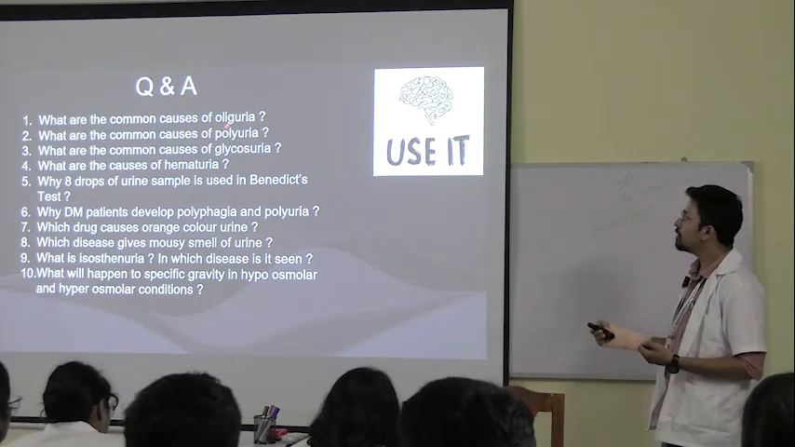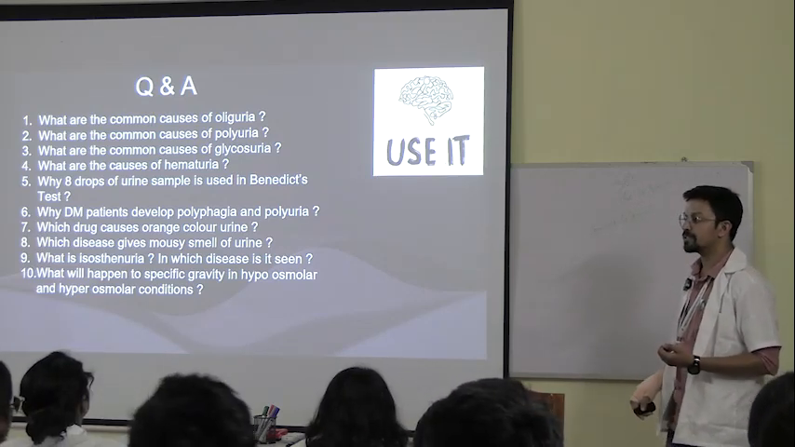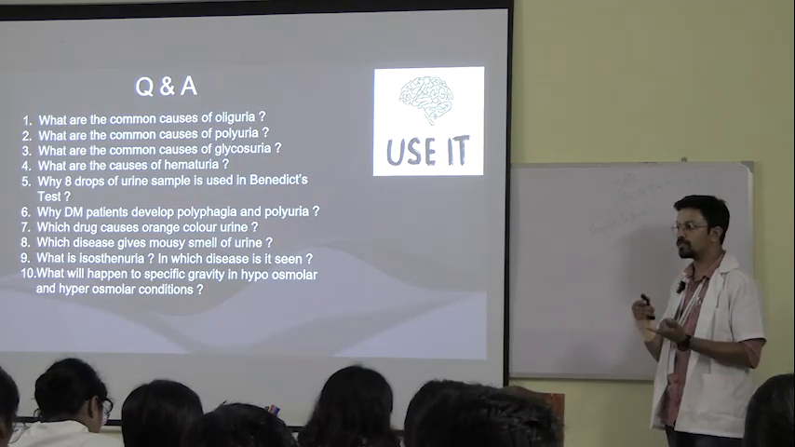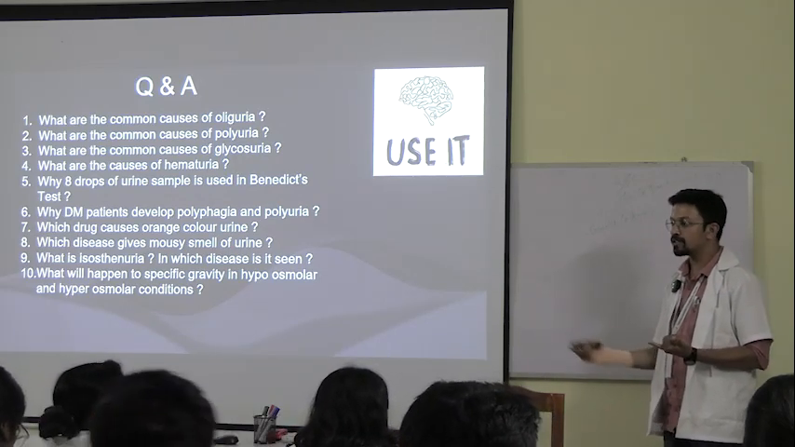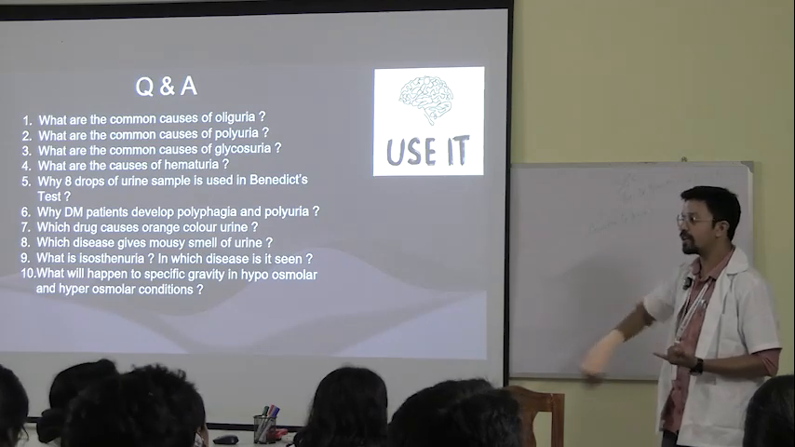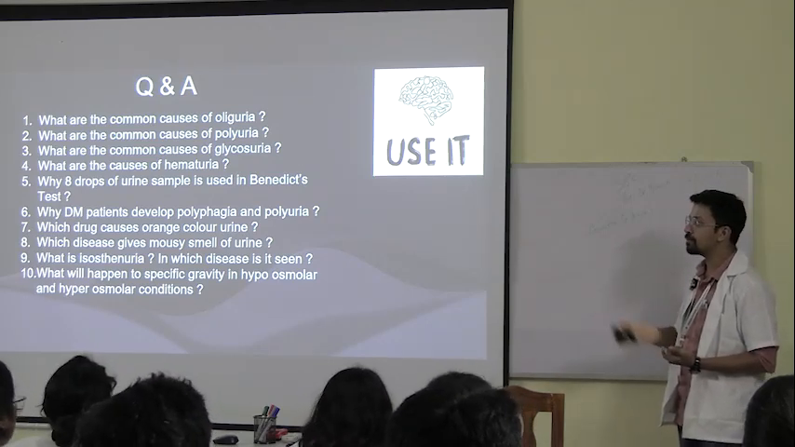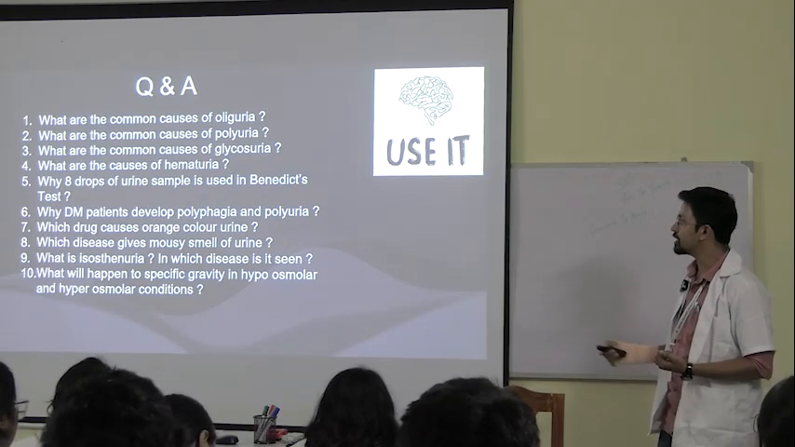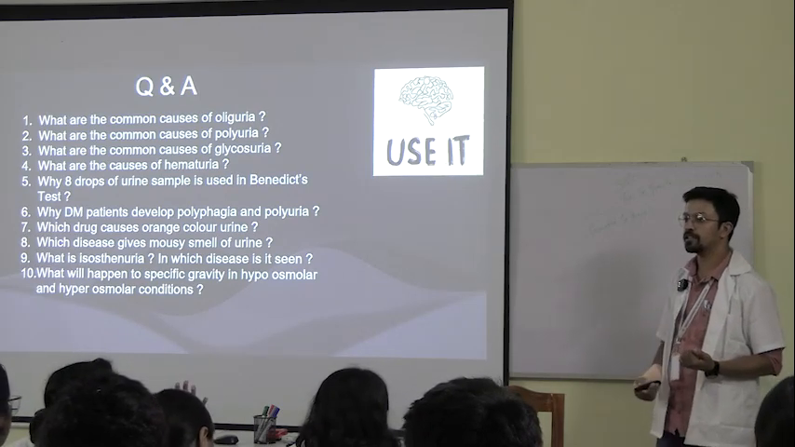Fine. Now, one more condition like diabetes insipidus. It is because of the misbalance of the hormone, that is antidiuretic hormone. Because of the defect in the hormone, the water is not getting reabsorbed by the kidney, water is being lost. And that is why you are getting polyuria as well. Okay? Now, glycosuria already done, hematuria done. Now, why is the 8 drops of urine sample used?